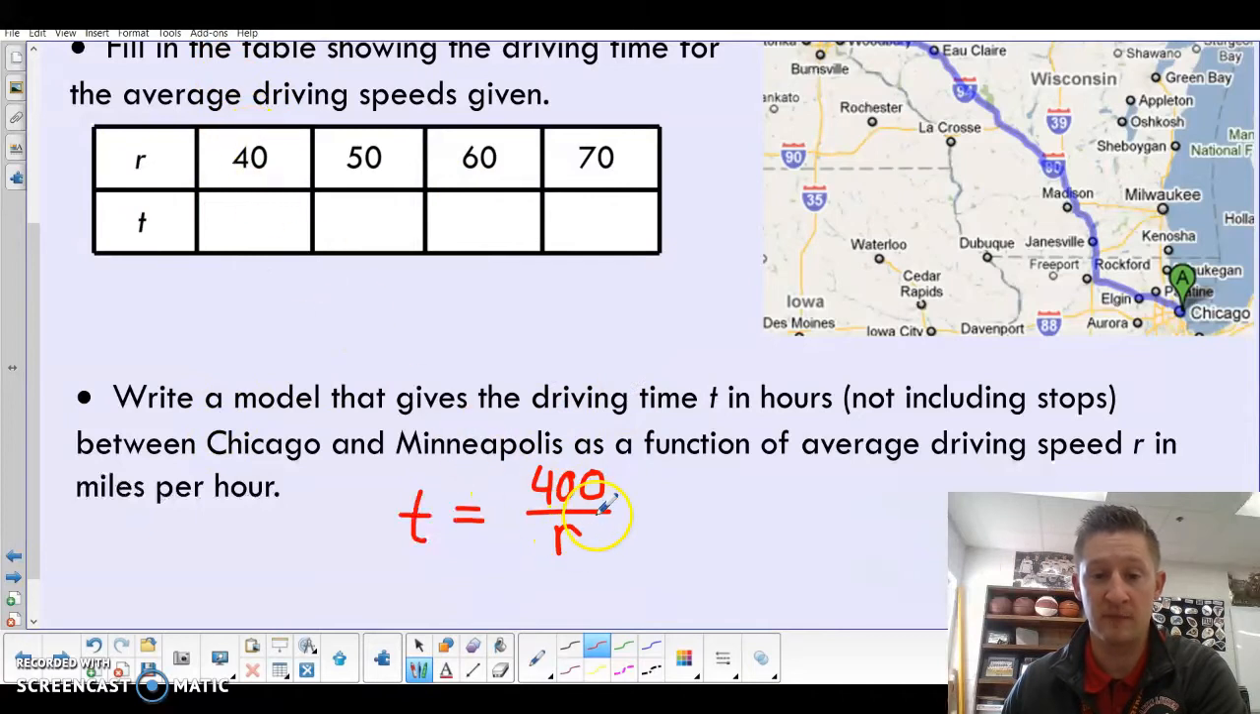Well, plug in 40. 400 divided by 40 is going to be 10. So if we drive 40 miles an hour, that's our average, it's going to take us 10 hours to get from Chicago to Minneapolis. If I plug in 50 then, 400 divided by 50, well, that's 8. I can cut my time down to 8 hours.